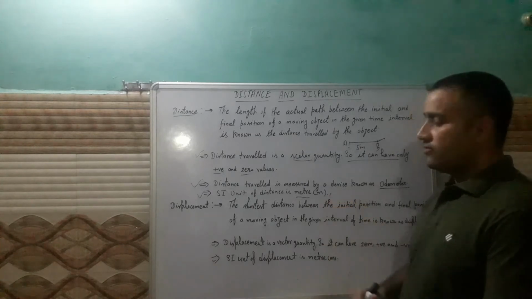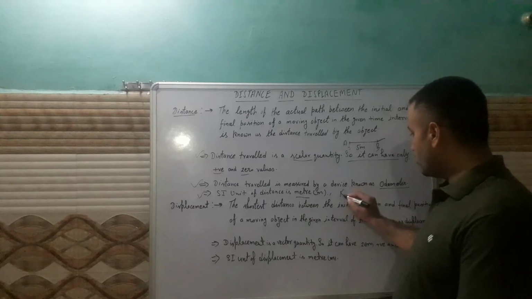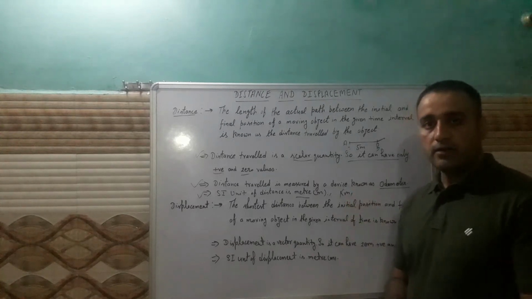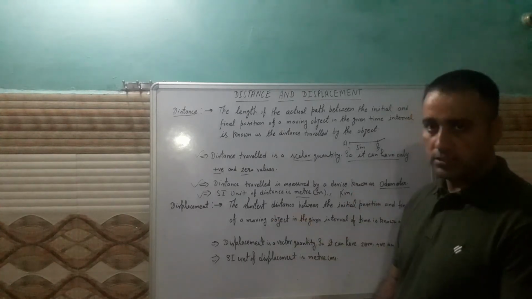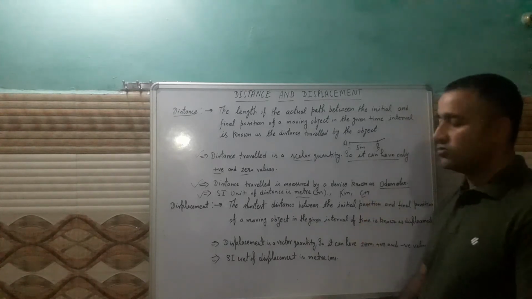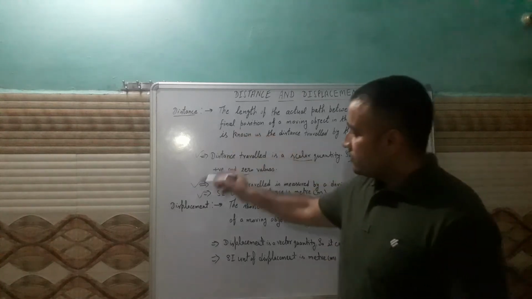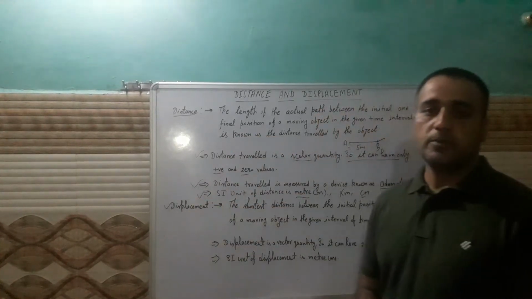In daily routine life we use a bigger unit of distance travelled, that is the kilometer. And after that we have a smaller unit also in the CGS system. That unit is the centimeter. So these are some units of the distance travelled. Now after that we have the next topic, that is the displacement.